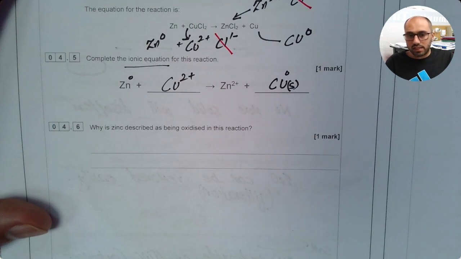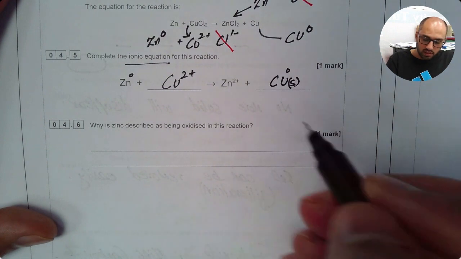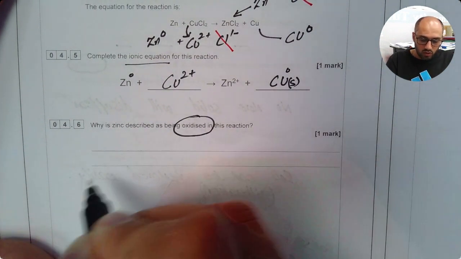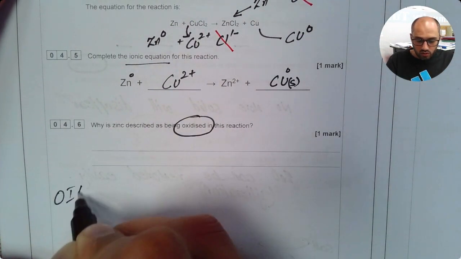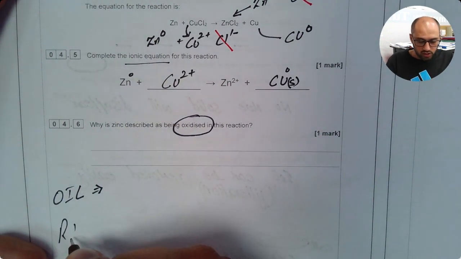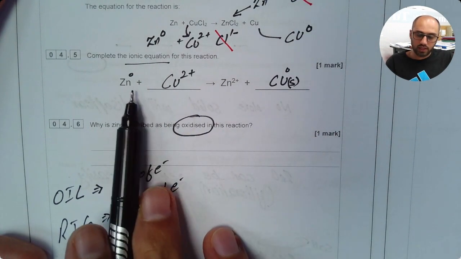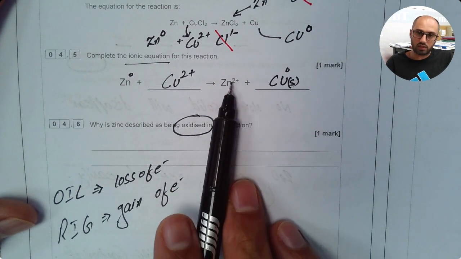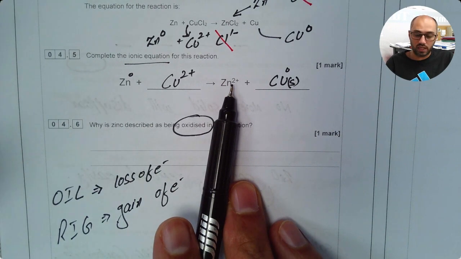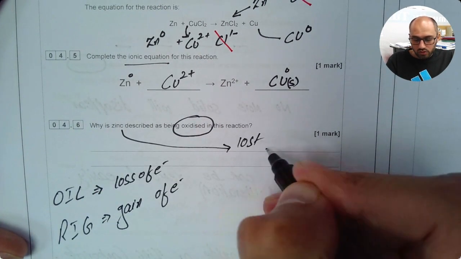It then says, why is zinc described as being oxidized in this reaction? So if you recall, oxidation is the loss and reduction is the gain of electrons. In this case, I can see zinc was 0, it has now become 2+, so it means it has lost 2 electrons. You can say zinc lost 2 electrons.